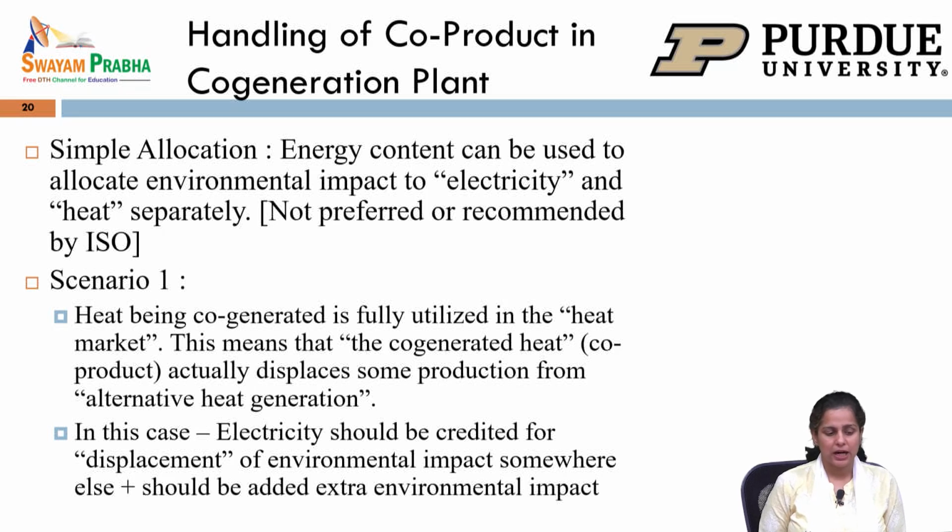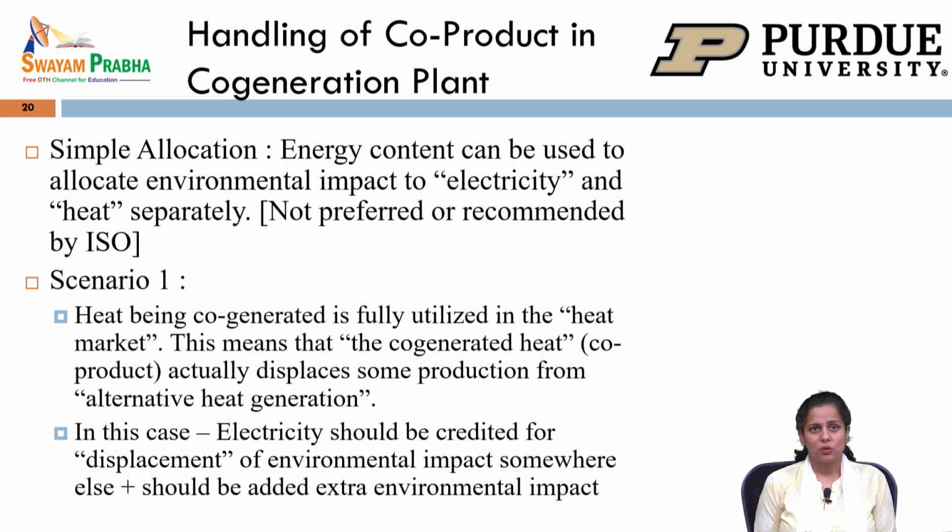So, let us see how we handle the co-product in a cogeneration plant. If we were not aware of the system expansion process, a lot of times people will do a simple allocation, which is not recommended by the ISO standards. ISO does not prefer allocation because it is not an accurate description of the actual impact of that production. In the simple allocation case, a lot of times people will just take the energy content in the heat and electricity and then allocate the impact in terms of energy content.